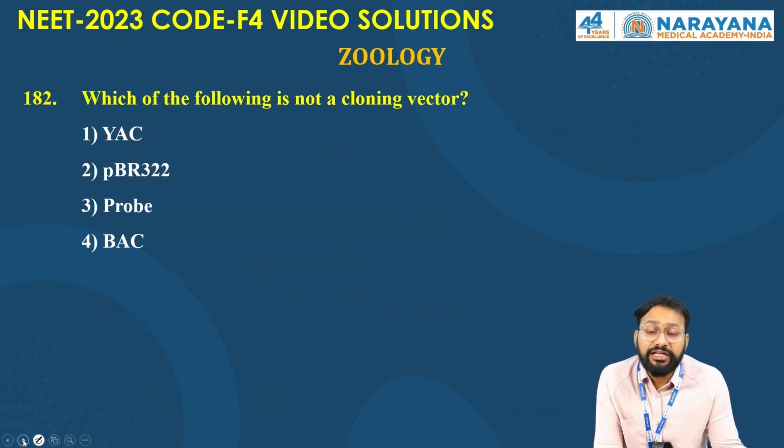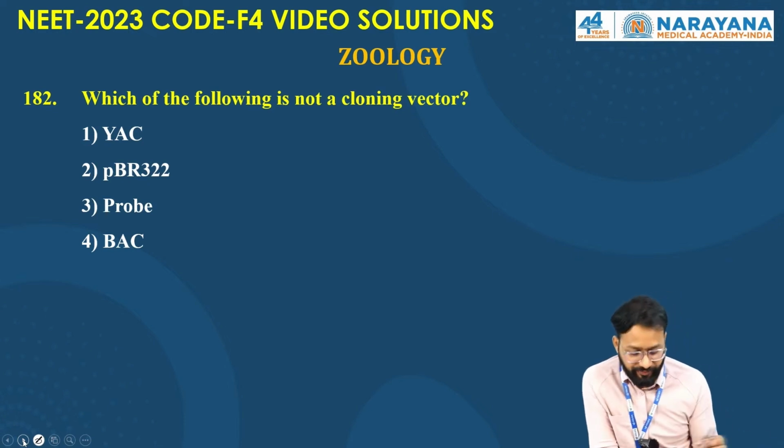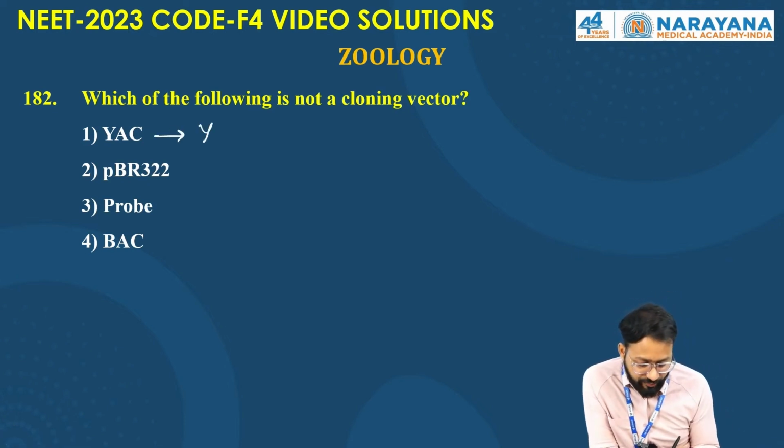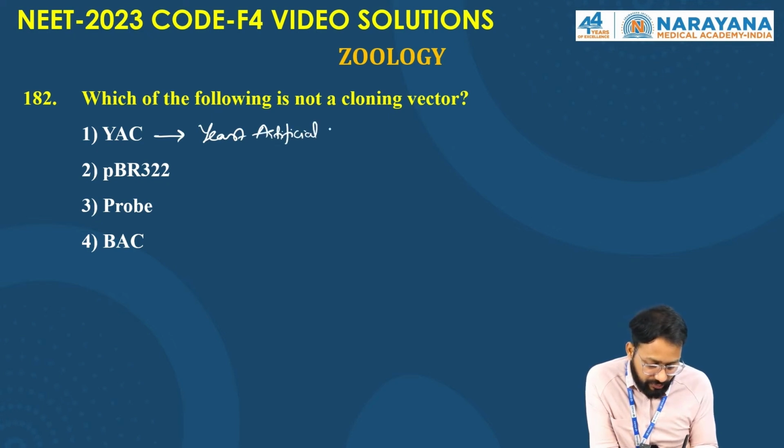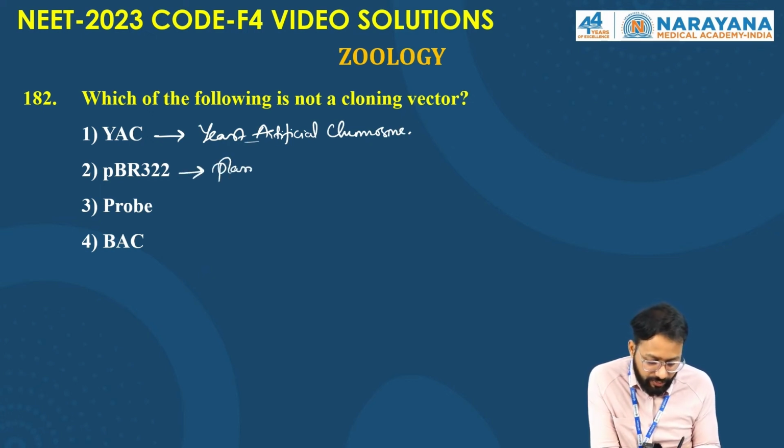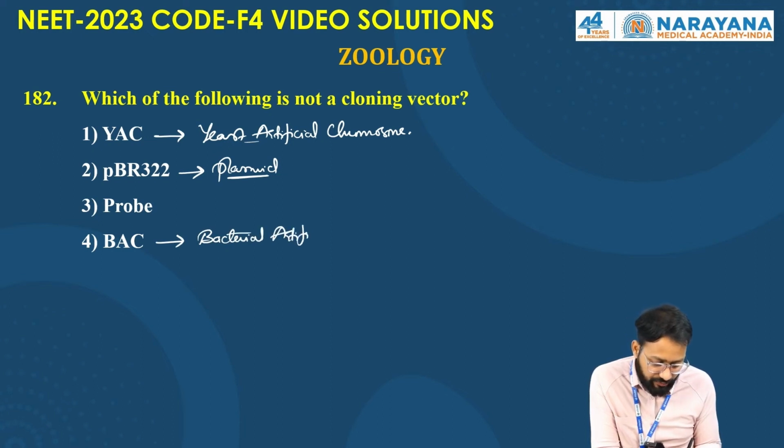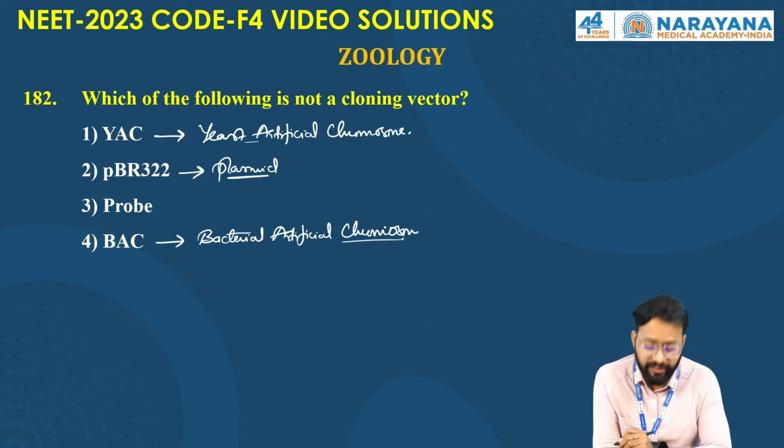Which of the following is not a cloning vector? YAC, yeast artificial chromosome. PBR322, it is a plasmid vector. BAC, bacterial artificial chromosome. Right? So these are the different types of vectors.